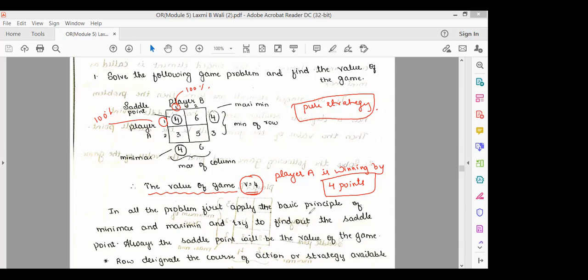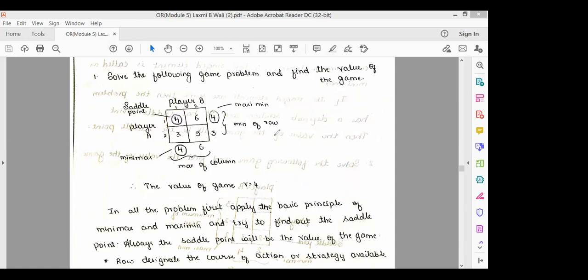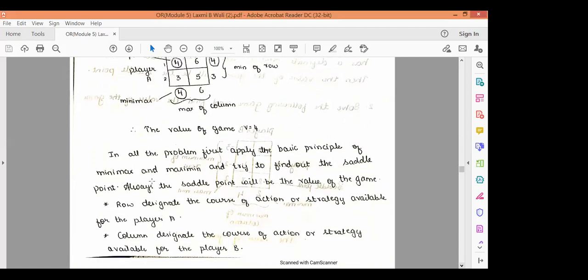Okay. So I hope you have understood how to get the value of a game for this small problem. The same thing I have written here in words, so I'll go through those points also.